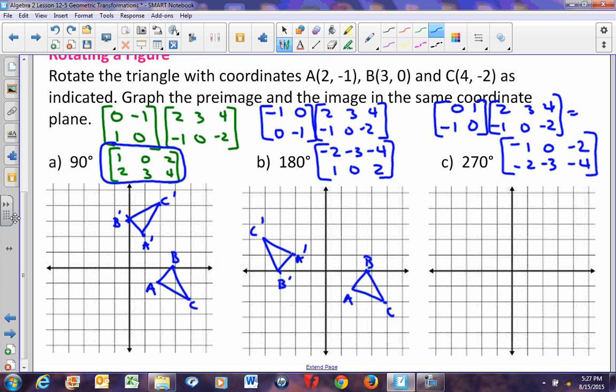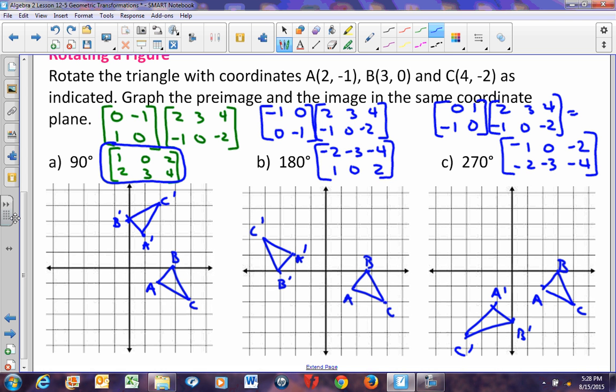Okay, so my original figure, 1, 0, 2. C, 270-degree rotation, negative 0, negative 1, 2, negative 2, negative 3, negative 2, negative 4. There we go. We're not the best at drawing these, but you get the idea.